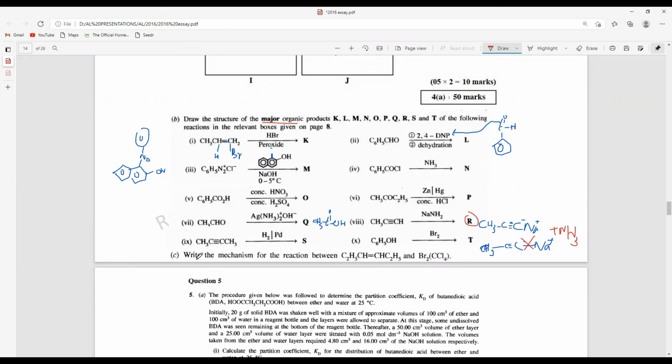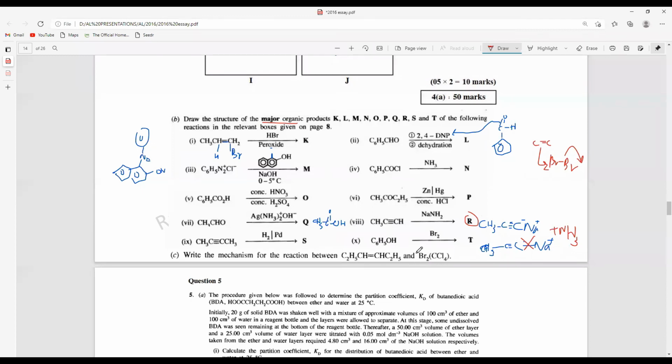And finally, there is part C: write the mechanism for the reaction between the alkene and Br2 in CCl4. So I think I don't have to discuss this because this is very simple. You will have the double bond and you will have the Br2 here. So this is going to attack this and this is going to form here. And there will be this negatively charged species which attacks this carbon after the carbocation formation.